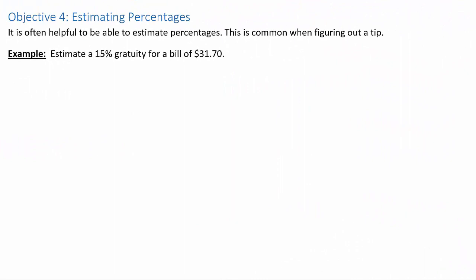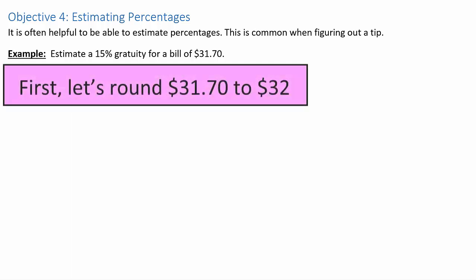Objective 4, estimating percentages. It's often helpful to be able to estimate percentages. This is common when you're trying to figure out a tip or gratuity. Example, estimate a 15% gratuity for a bill of $31.70. First of all, it's a good idea to just round off your bill to make it easier to work with. Let's round $31.70 off to $32.